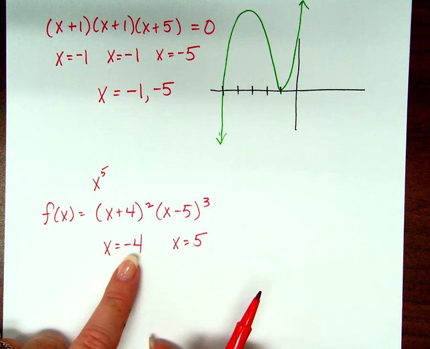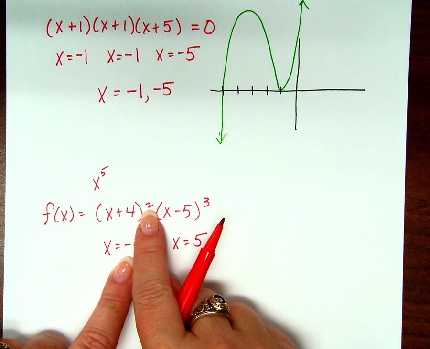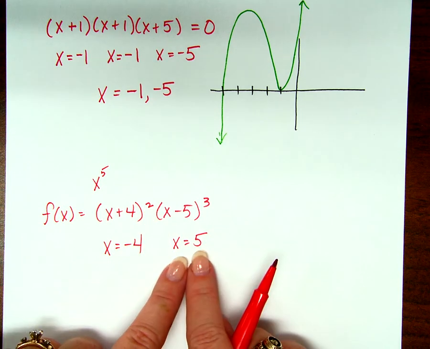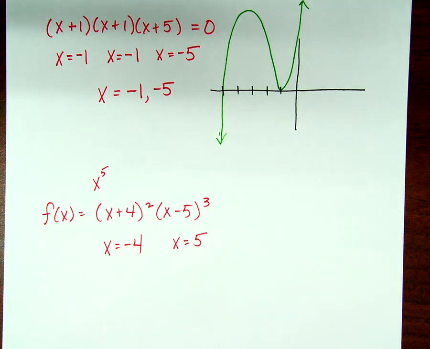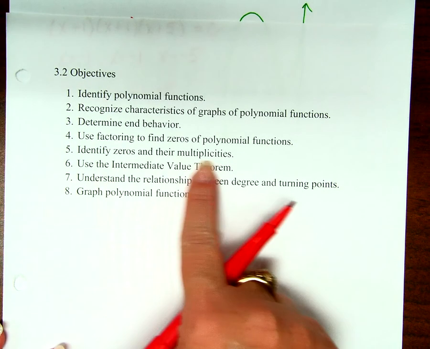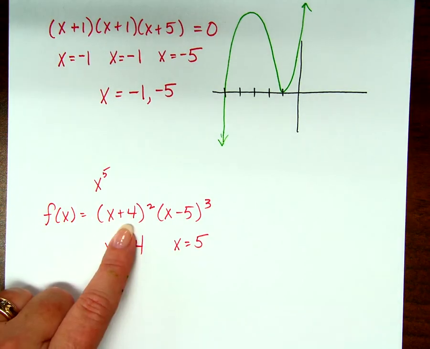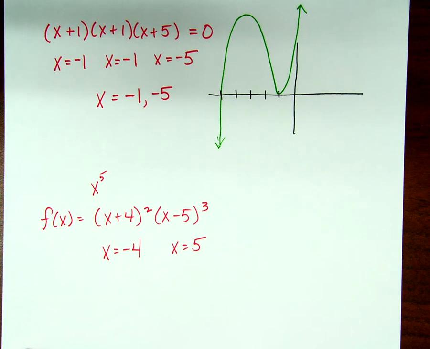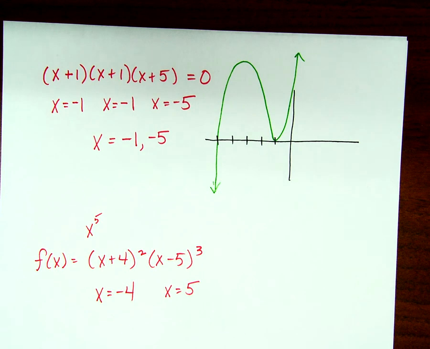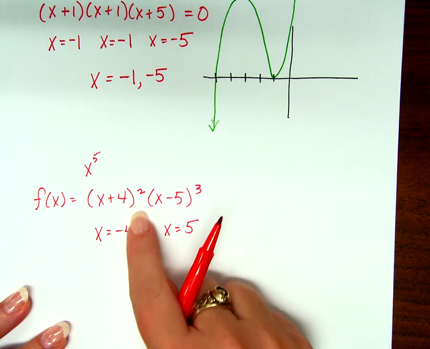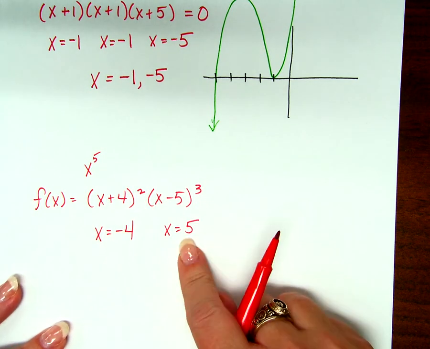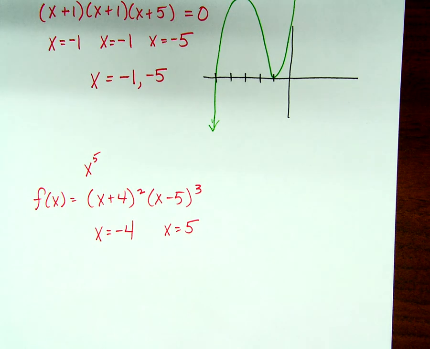What's this one? How many times does this happen? Oh, look, it tells you. Yeah, twice, right? How many times does this happen? Multiplicity of 3. Okay, does that help at all? Does that make sense? So identifying zeros and their multiplicities. Identifying the zeros is just solving those factors for the zeros. Okay, looking at the multiplicities is figuring out how many times. This is a multiplicity of 2. This is a multiplicity of 3. Okay.